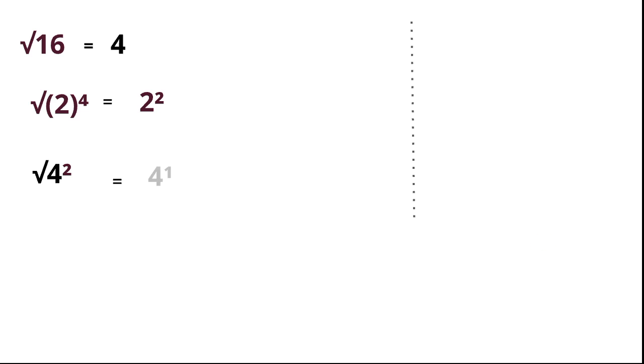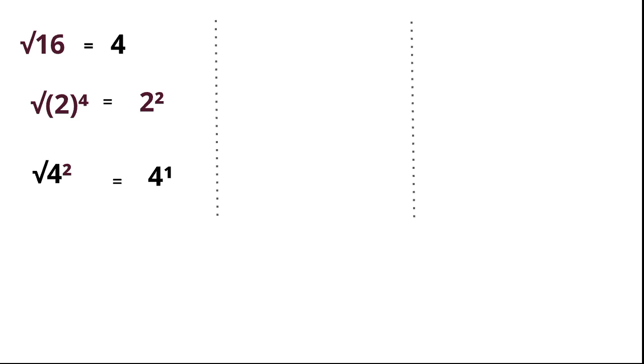Now let us see a few examples to understand the concept of square root easily. Square root of 16 is equal to 4. Let us see different representations of 16. 16 can also be written as 2 power 4. So square root of 16 means square root of 2 power 4, which is equal to 2 square. 4 can also be written as 2 square. One more representation of 16 is 4 square. So square root of 4 square is equal to 4 can be written as 4 power 1.